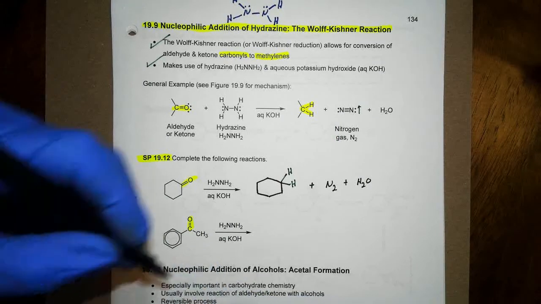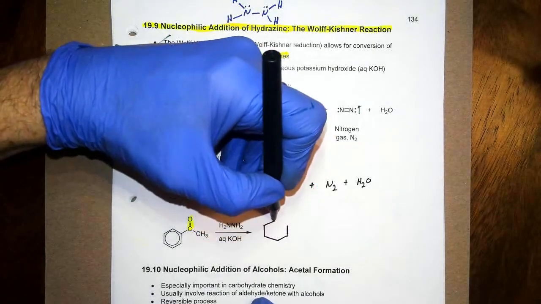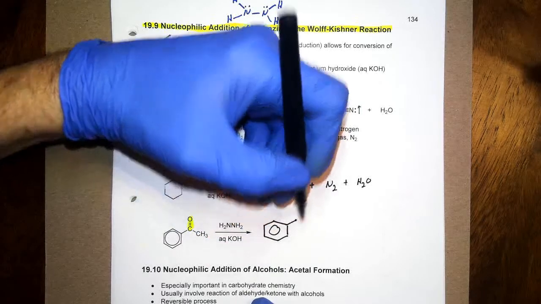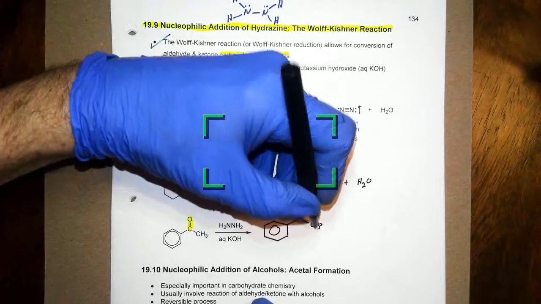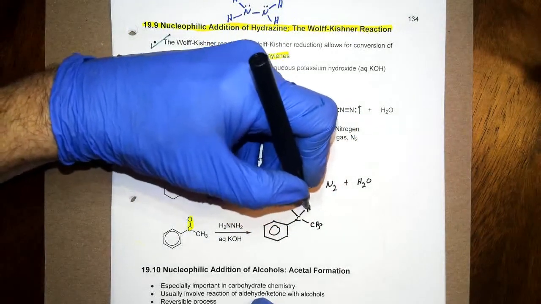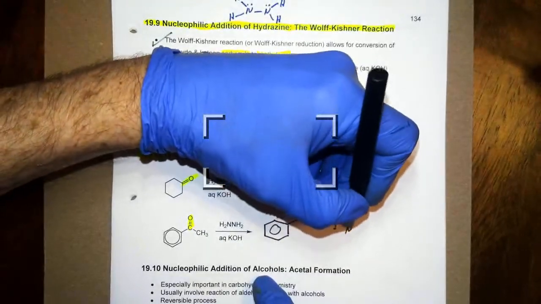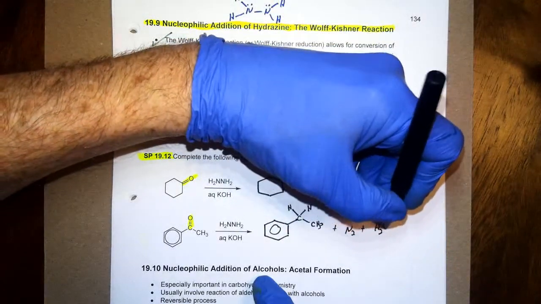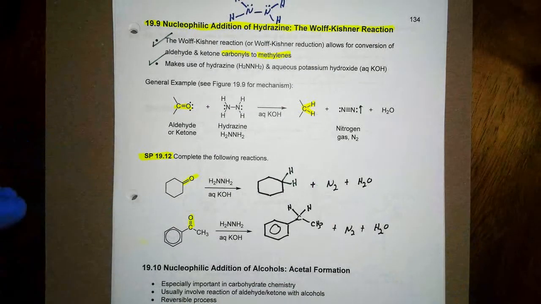Similarly, you can take acetophenone. Acetophenone, one of those compounds we want to commit to memory. And so where you formerly had a carbonyl, what do you have there now? You've got a methylene. So this is a way that you can convert acetophenone into ethylbenzene. And of course nitrogen and water prove to be our byproducts here. The nitrogen evolves, the water stays behind in the liquid. So that's the Wolff-Kishner reduction.